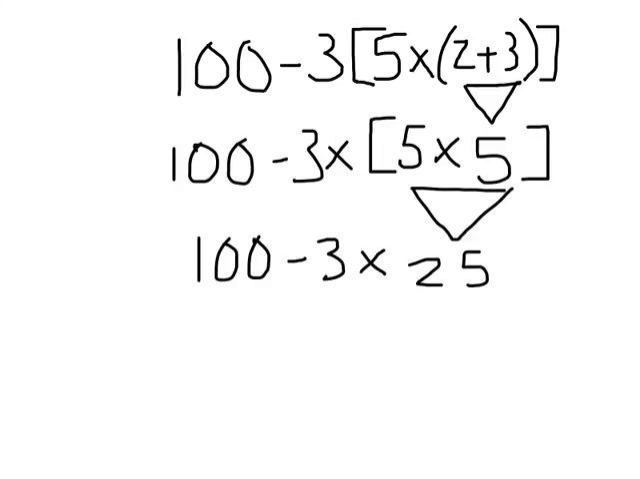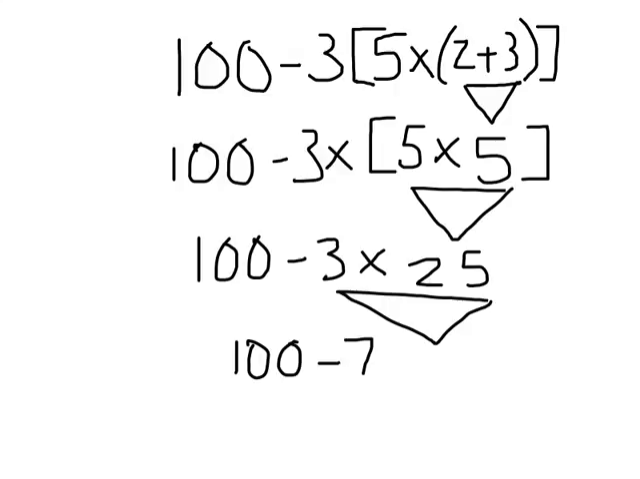What should I do next? I should do 3 times 25 because multiplication comes before subtraction. Well, now I've got 100 minus 75. What's 100 minus 75? 100 minus 75 is 25.